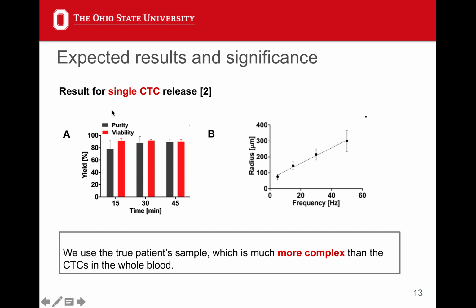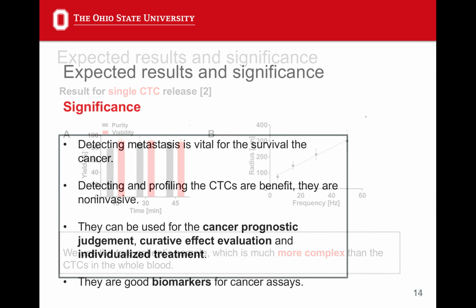And these are the results for single CTC. They show high yield, purity, and viability of the single CTC over time, and B shows that as the frequency is enlarged, the radius of the mechanical stress control becomes larger. This picture is from our previous work, when we spiked CTCs into the blood to simulate true patient blood, but in this proposal we will use true patient blood. It's much more complex, but it's much more valuable.